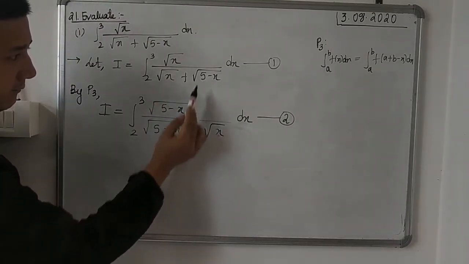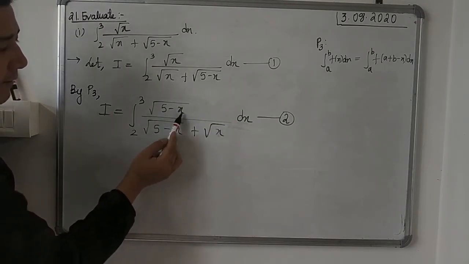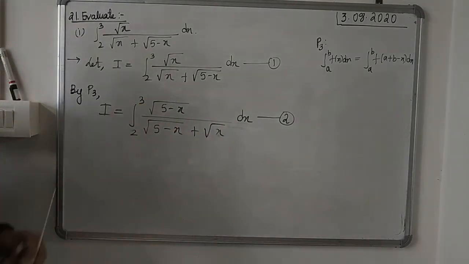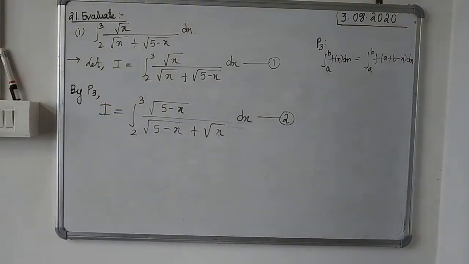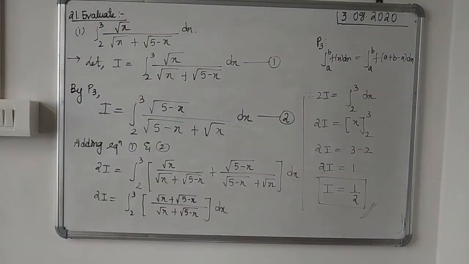Root x, 5 minus x, 5 minus x, and 5 minus x root x. So again you know what to do. Take the LCM, it gets cancelled out. Very simple. Okay, I'm going to show the steps. Pause the video, note it down.